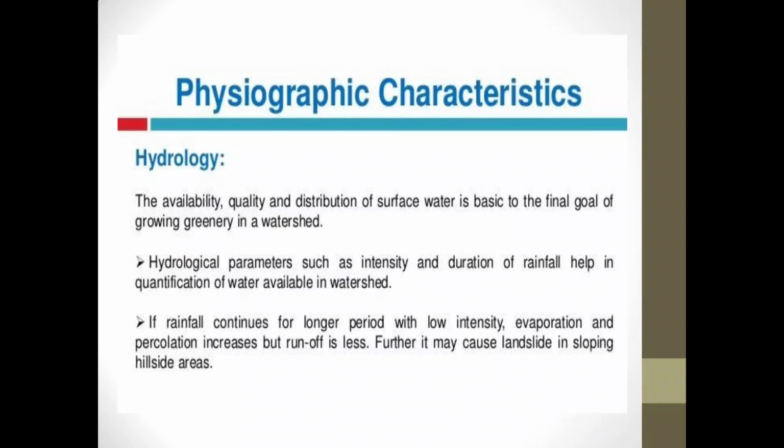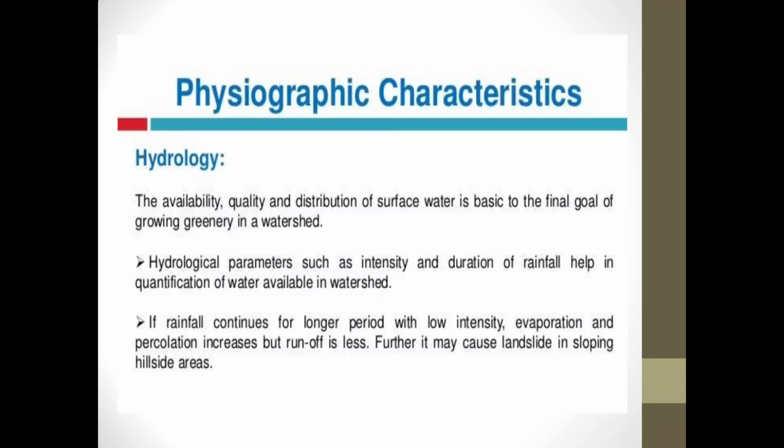Then next one is the hydrology. The availability, quality and distribution of the surface water is basic to the final goal of growing greenery in the watershed. So the availability, quality as well as the distribution of surface water decide which type of crop can be grown in the watershed area. Then hydrological parameters such as the intensity and the duration of rainfall help in the quantification of water available in the watershed.